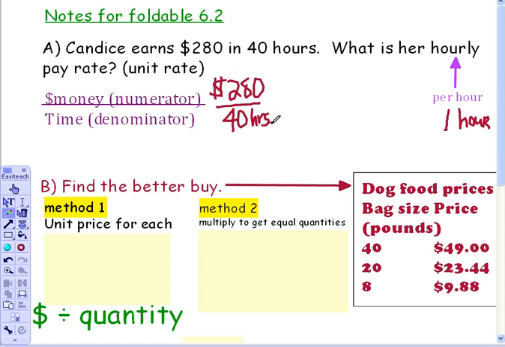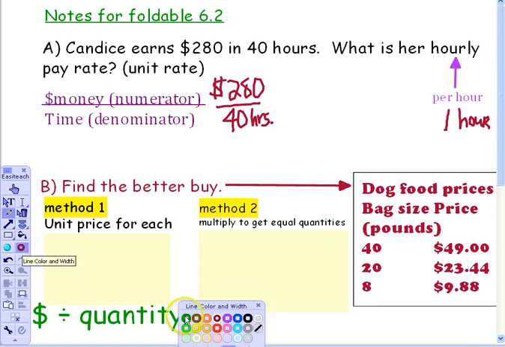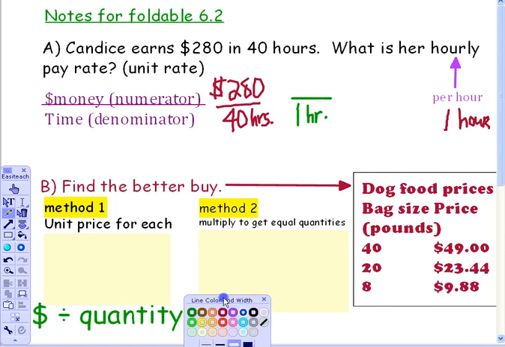Like I said, you won't always have time and money in the same problem. But anytime you're dealing with time, put time in the denominator. Anytime a problem deals with money and you're asked to do a ratio or a rate, put that money up in the numerator. Okay? Now that we have a ratio, 280 compared to 40, we're going to go ahead and simplify that ratio because we want to know how much does Candace make in 1 hour. So we're looking at simplifying this fraction.